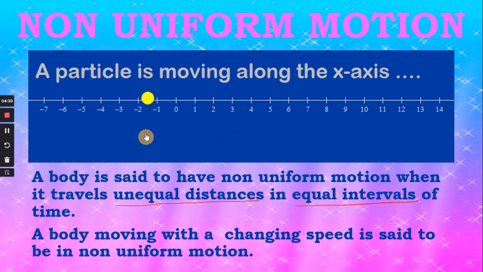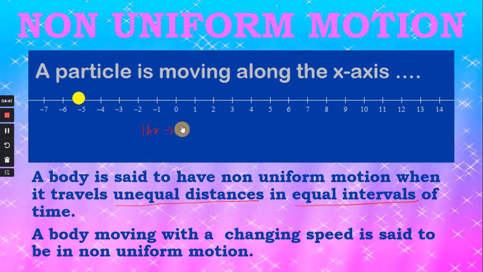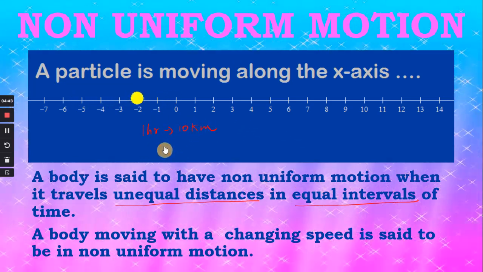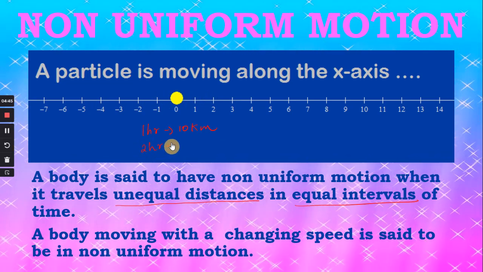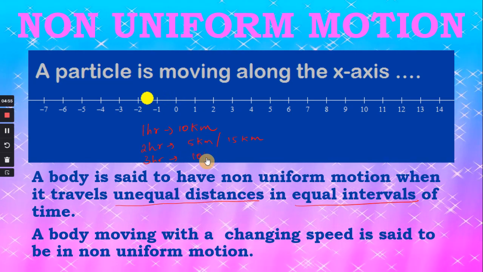That means for the first 1 hour, if it travels 10 kilometer, the second hour it might travel 5 kilometer, or it might travel 15 kilometer, or it might change. Again the third hour it might travel 10 kilometer.